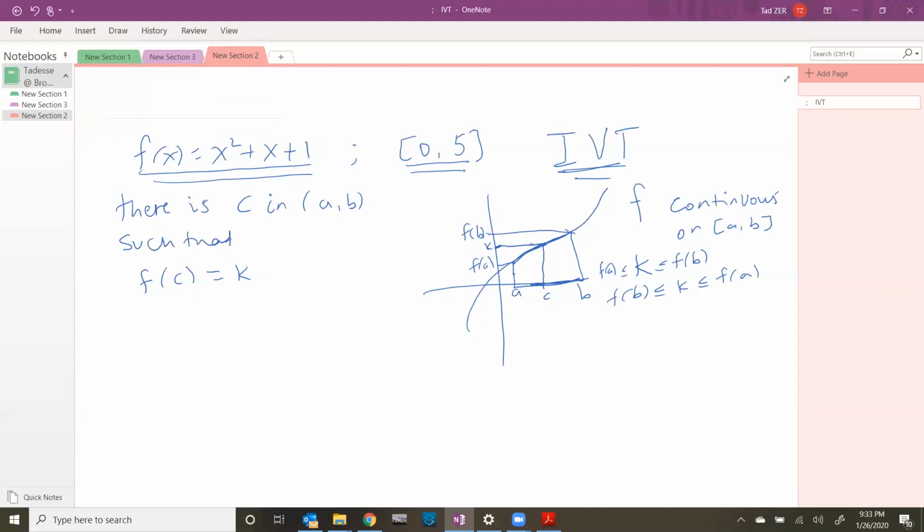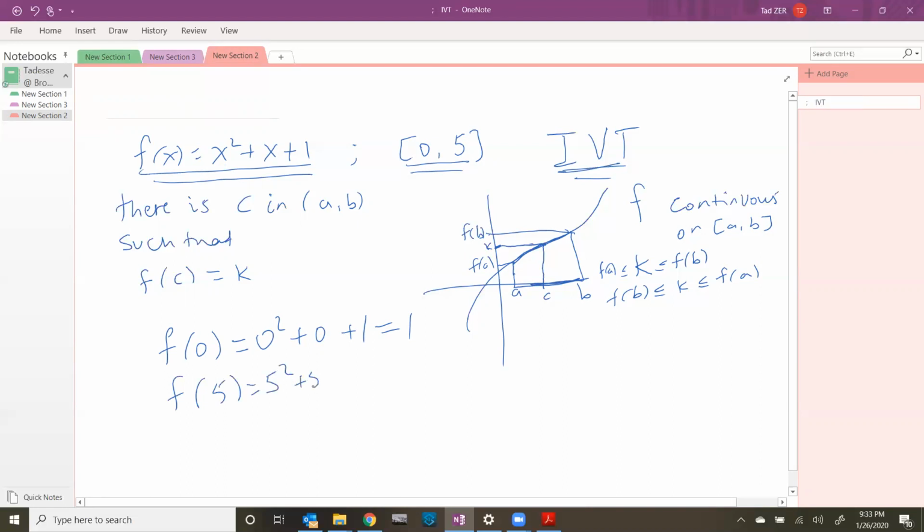Okay, so let's find the value of f at 0. So what is f at 0? You just plug in: 0 squared plus 0 plus 1, which is 1. Now, what is the value of f at 5? So this is 5 squared plus 5 plus 1, which is 25 plus 5 plus 1, which is 31.